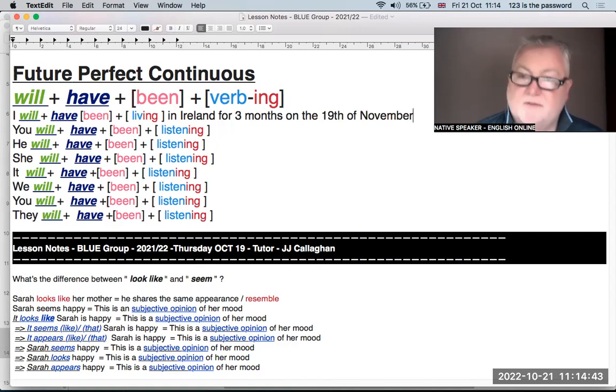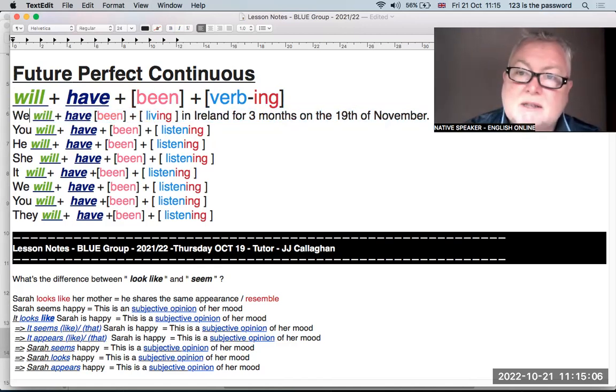So the 19th of November hasn't happened yet. And I moved to Ireland 3 months ago? No, just over 2 months ago. But if you want to give it a birthday, I'll have been living in Ireland for 3 months on the 19th of November.